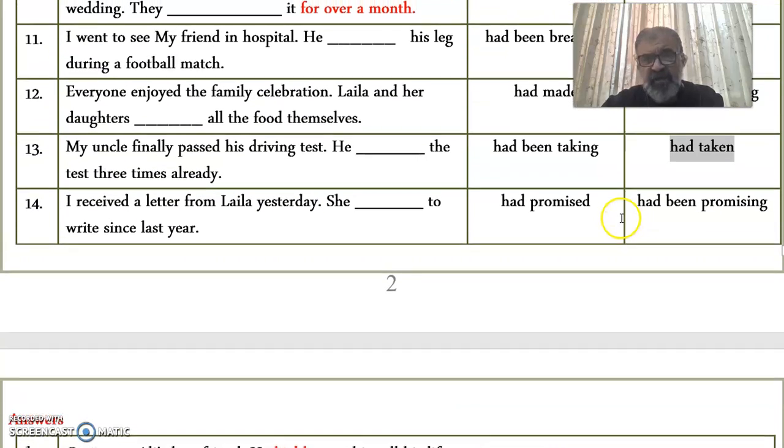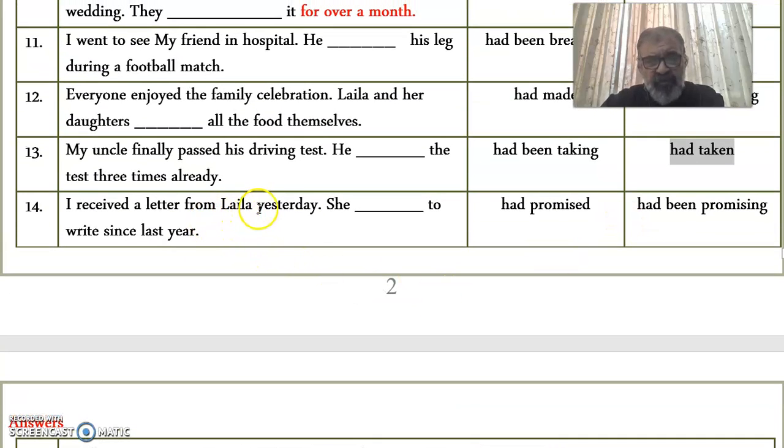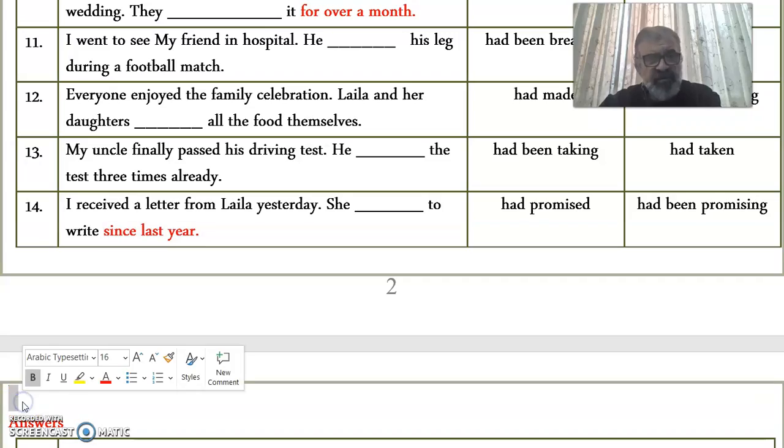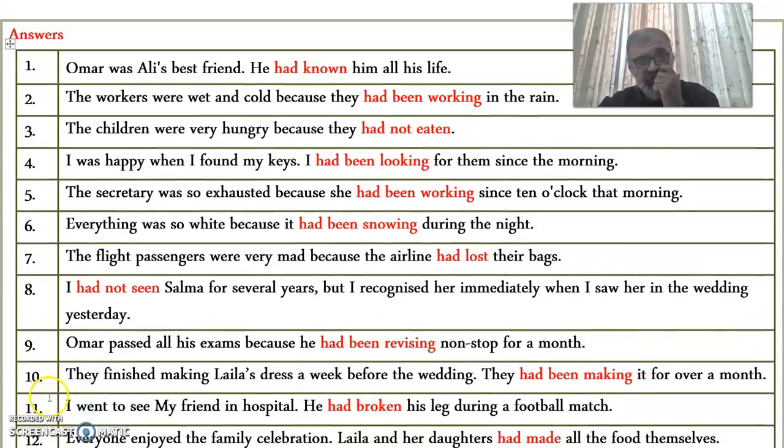Okay, and finally, I received a letter from Layla yesterday. She had been promising, since last year, that's a duration. You'd say had been promising. Okay, finally, the answers are all provided for you.